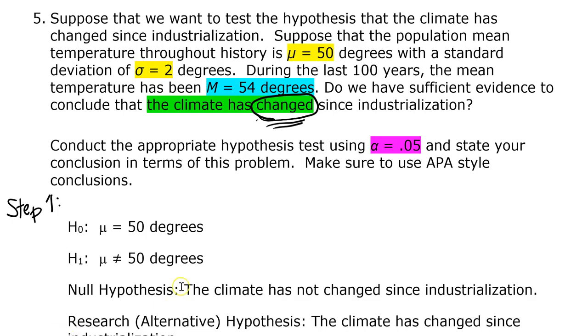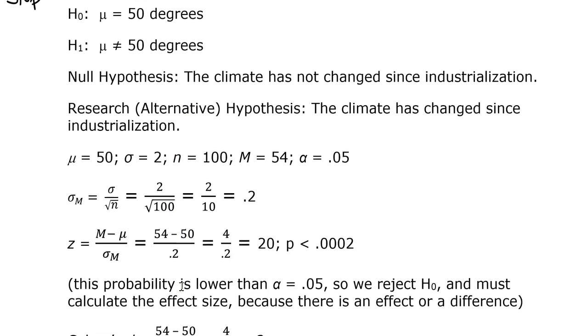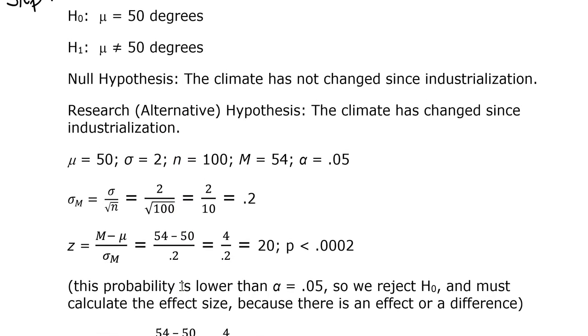So let's take a look at it in words, right? The null hypothesis is the climate has not changed since industrialization. The alternative or research hypothesis, the climate has changed since industrialization. And once again, I pulled out the numbers that we're going to need for our formulas.